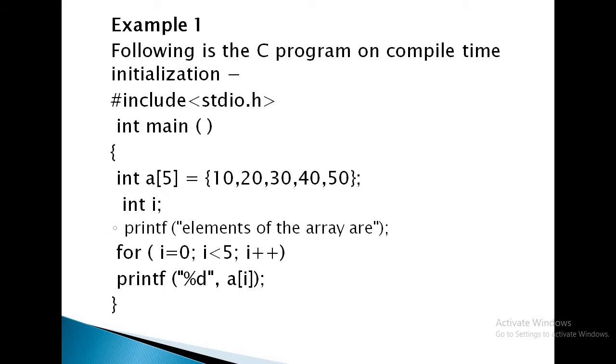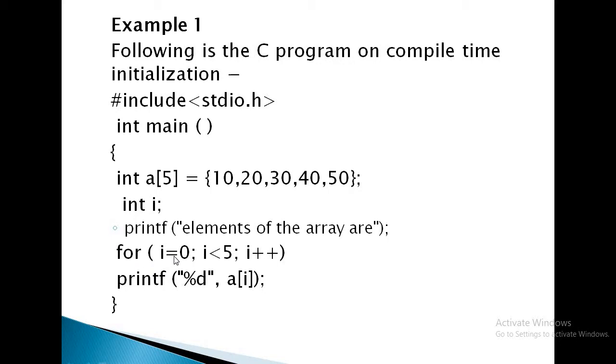First we will see compile time initialization. This is the code for compile time initialization: int main, and then int a[5] equal to, we are assigning the values for this one-dimensional array. At compile time, these values will be taken as input: 10, 20, 30, 40 and 50, and then int i. This is the variable used for the loop. And then printf prints the elements of the array, which is an output statement.